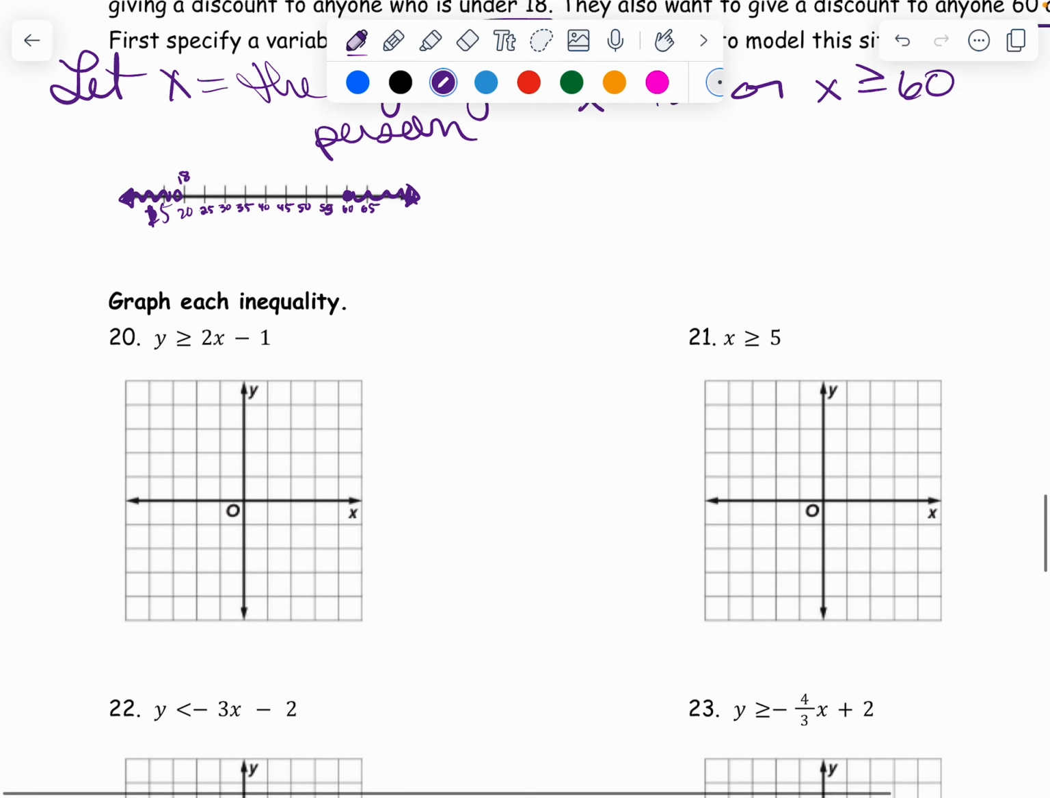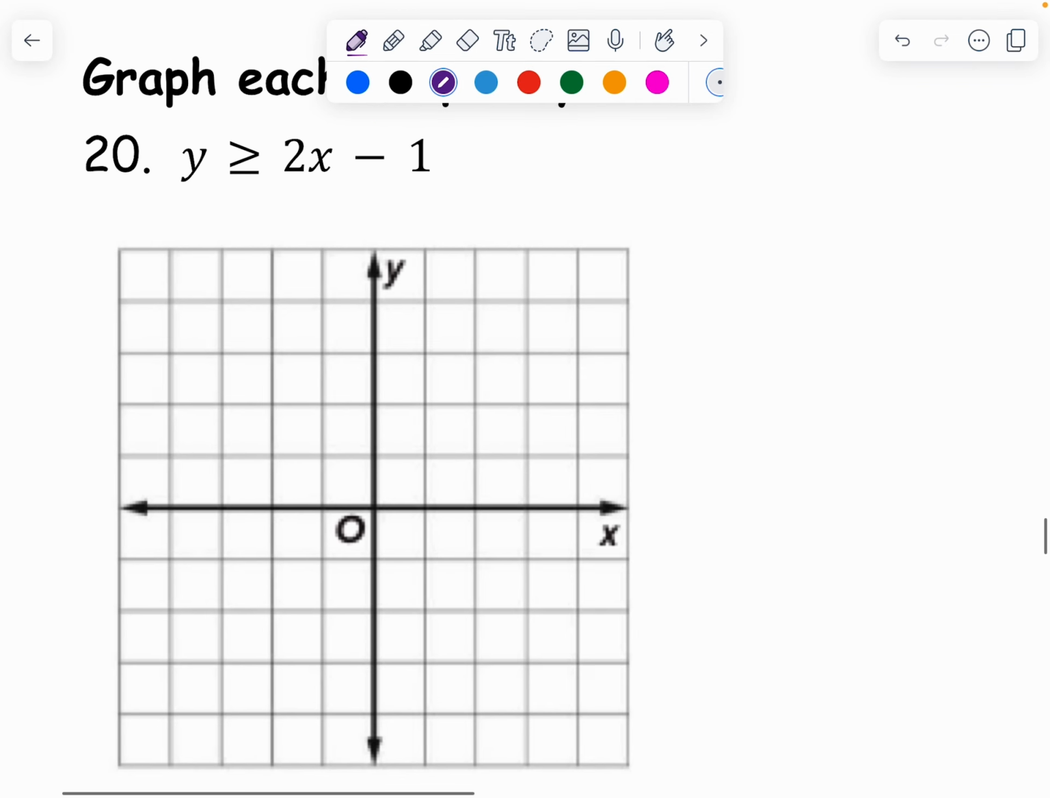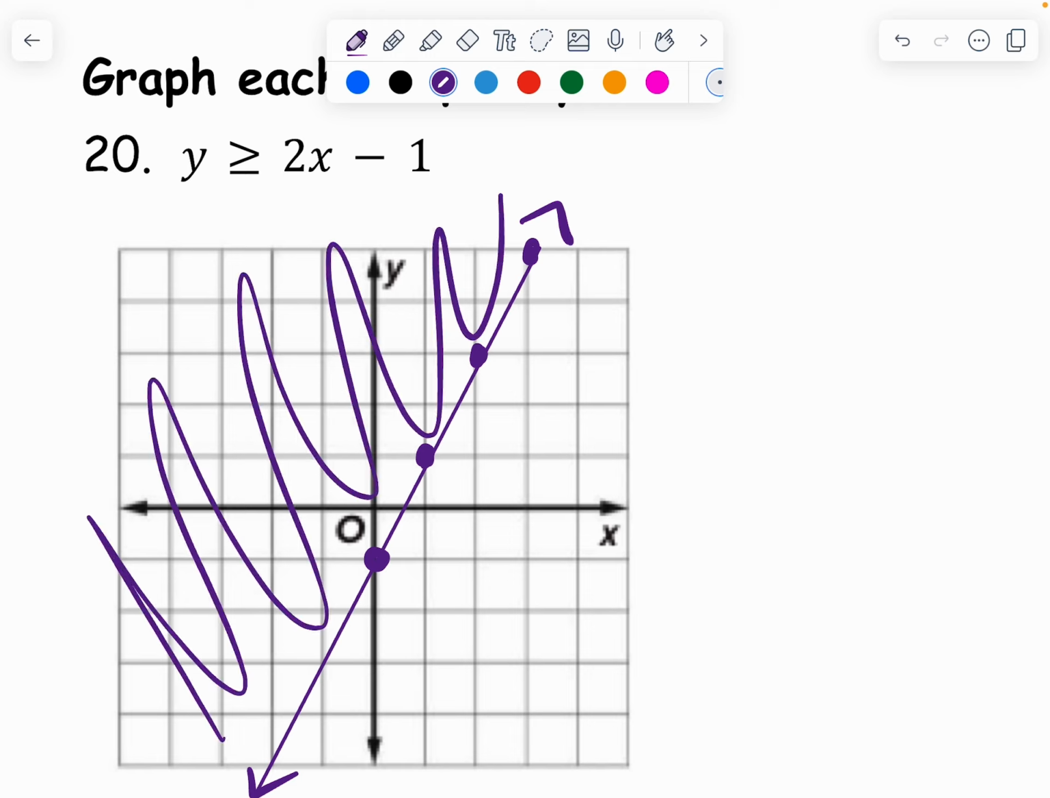Okay, so now we're going to graph these. My y-intercept is -1. I have a slope of 2. Put arrows, and it says greater than, so it's going to be up here. If you need to do a test point, 0 is greater than or equal to 0 minus 1. That is true.